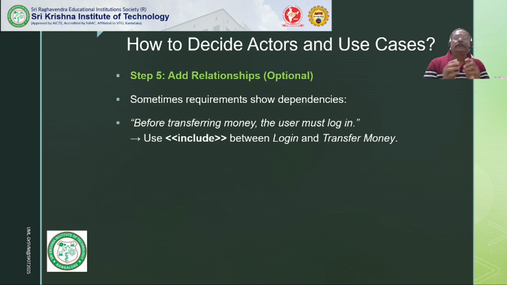So there will be a login to money transfer include relationship that says that if you are working on the use case money transfer, then make sure that the previous one, that is login, has been done or not. If no, then this cannot be taken up.